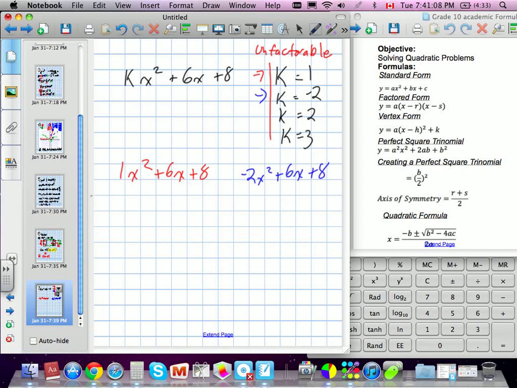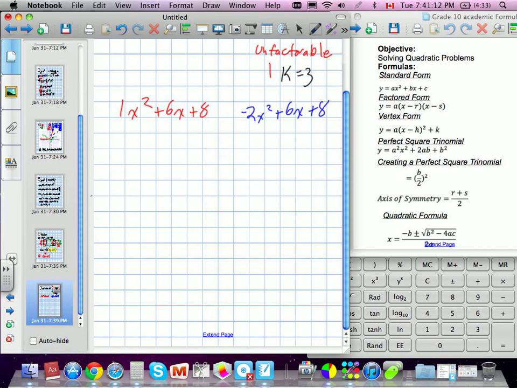Alright, so you've gone through it, and you think it's the last one. So let's test this one to see if it works. Factors of 3x are 1x and 3x. Factors of 8: 1 and 8, 2 and 4. Products need to add up to positive 6x.